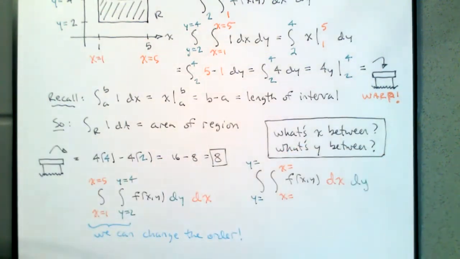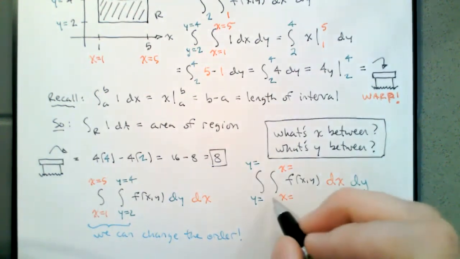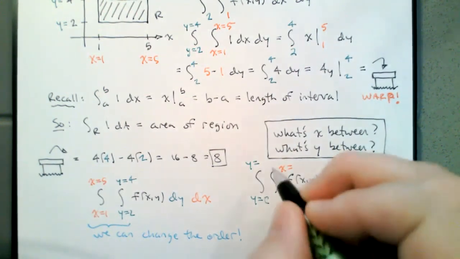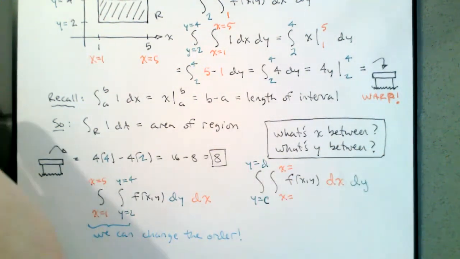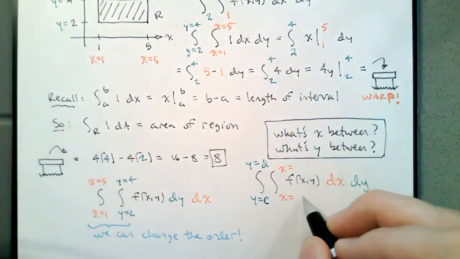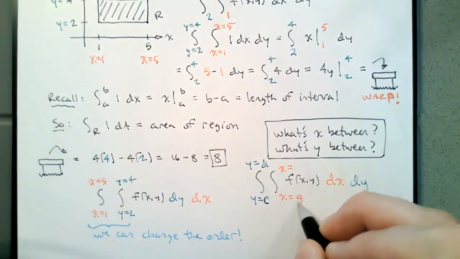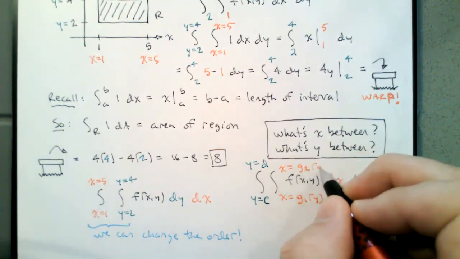When we're setting up a double integral and describing a region, we're just saying what's X between and what's Y between. When we set up a double integral, the last integral, the one on the outside, has to be constants. But our inside integral can be a function of upcoming variables. So X can go between, say, a function of Y and another function of Y.